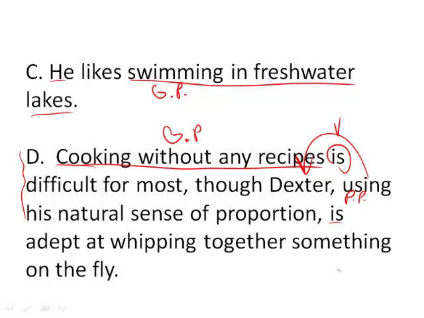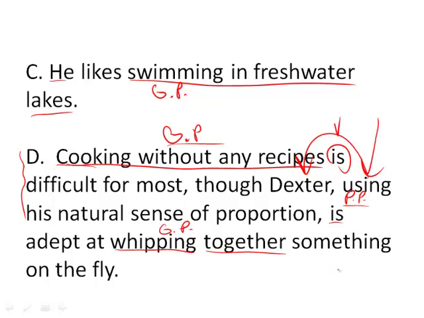Dexter is adept at whipping together something on the fly. He's good at doing something. What is he good at? What thing is he good at? Whipping together. So you can see that this noun phrase is our gerund phrase because it functions as a noun, unlike using his natural sense of proportion, which describes Dexter and therefore is a participle phrase. Whipping together something on the fly is the object here of the sentence. It is a gerund phrase, and the sentence's subject also is a gerund phrase, and of course in the middle we have that participle phrase.